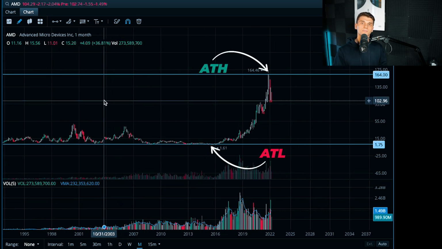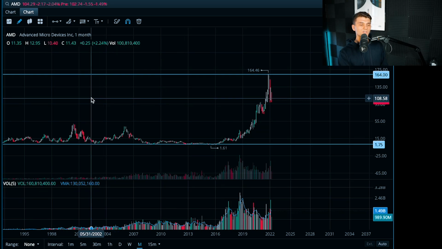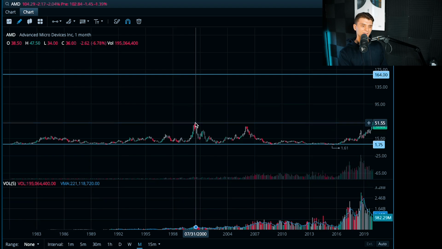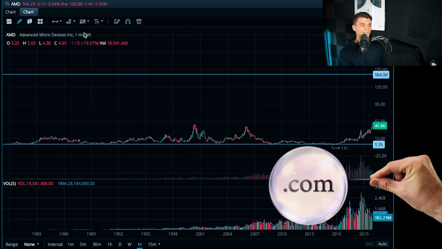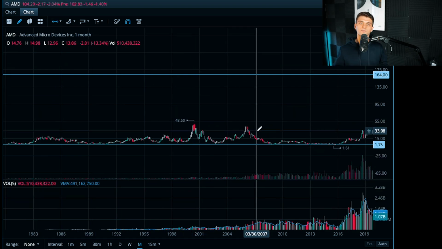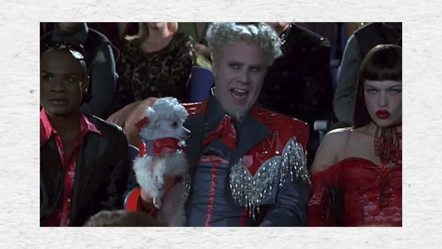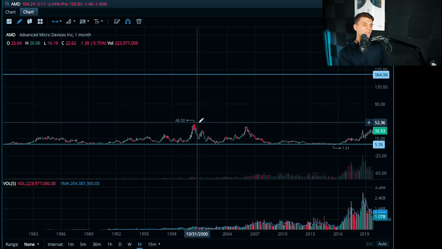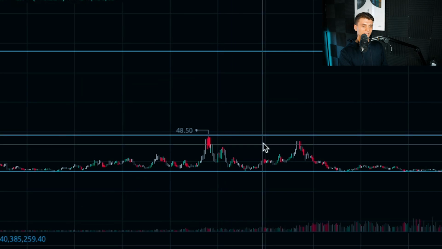Now the reason that I'm looking at the monthly is I do also want to chart out any other major points of resistance on the chart itself. As we can tell, back in the early 2000s, this is kind of the .com bubble era. Obviously, AMD makes chips, which are extremely hot right now, and they fit into that technology sector. In 2000, technology was going crazy, and we made a new all-time high on AMD here at 48.50.